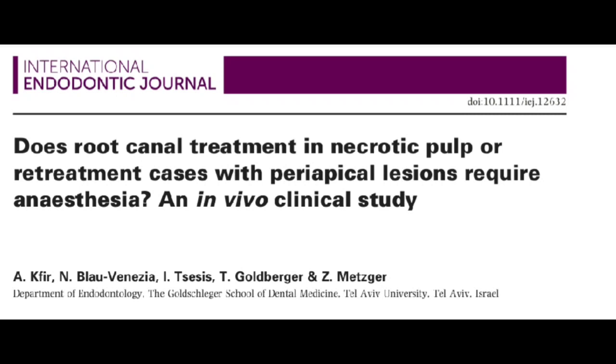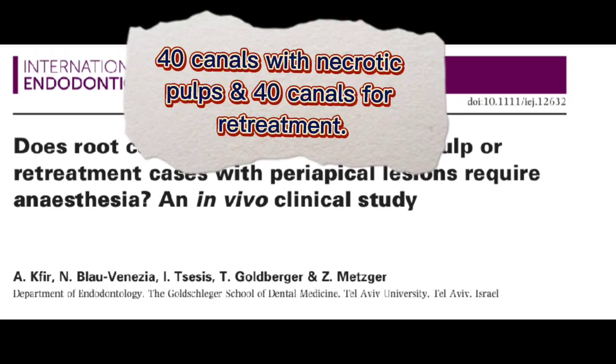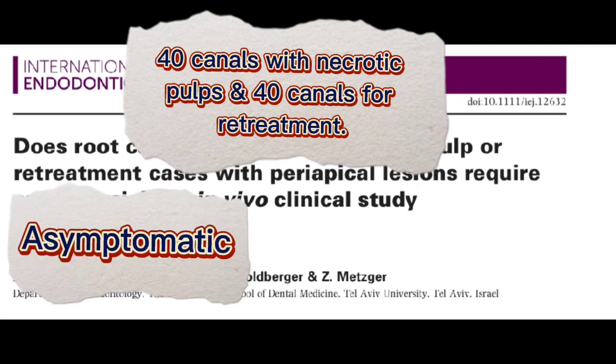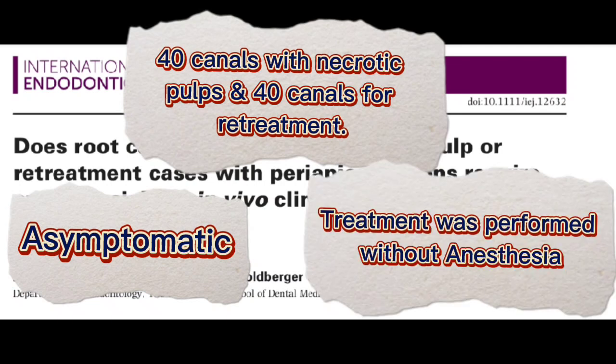They included all teeth which had negative responses to the cold test: a total of 40 canals with necrotic pulps, and another 40 root canals indicated for retreatment. All teeth were asymptomatic before the procedure and had preapical radiolucency. The treatment was performed without anesthesia.